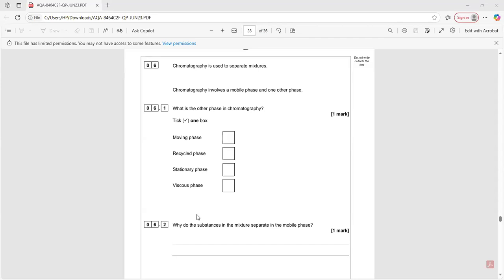Okay, moving on. It says chromatography is used to separate mixtures, of course, based on color and different speeds of movement of those mixtures within the medium, usually filter paper. It now says chromatography involves a mobile phase and one other phase. Okay, so the question is, what is the other phase in chromatography? What's the other phase in chromatography?